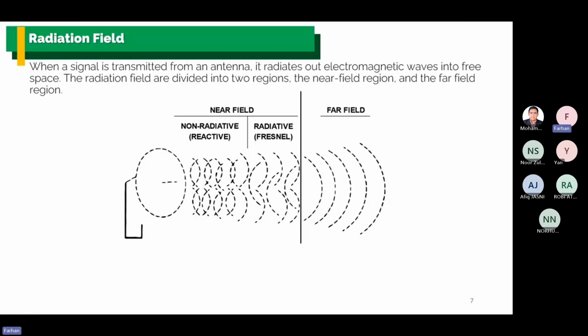And before we go through the demonstration on how to use Ansys HFSS, here is a little bit of explanation of what the radiation fields are. When a signal is transmitted from an antenna, it radiates an EM wave into free space, and the radiation field is divided into two regions, the near field and the far field. The near field is divided into two: the reactive and the radiative near field.